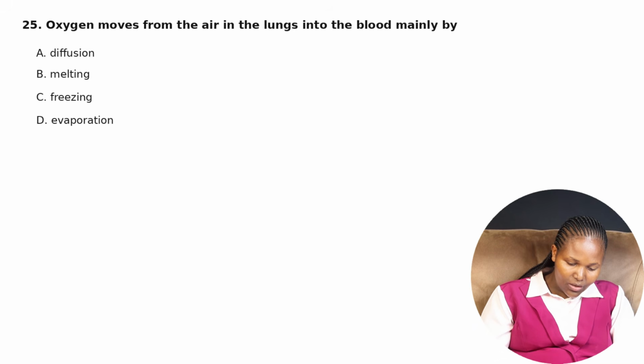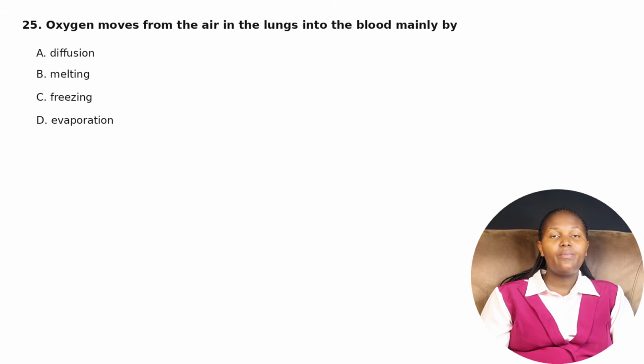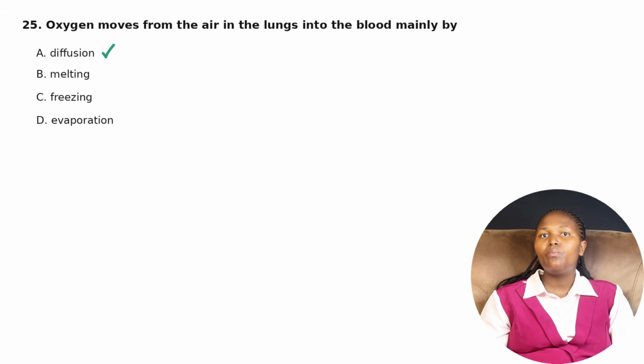Oxygen moves from the air into the lungs, into the blood, mainly by: A, diffusion; B, melting; C, freezing; and D, evaporation. So for this question, the correct option is A, diffusion. In the lungs, oxygen is at a higher concentration in the air spaces called alveoli than in the deoxygenated blood that is arriving in the lungs. So oxygen is moving across thin surfaces into blood by diffusion. Carbon dioxide moves in the opposite direction from the blood into the alveoli, also by diffusion. So what is involved here is diffusion.